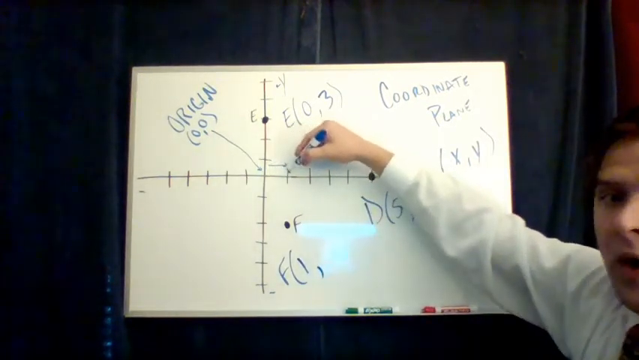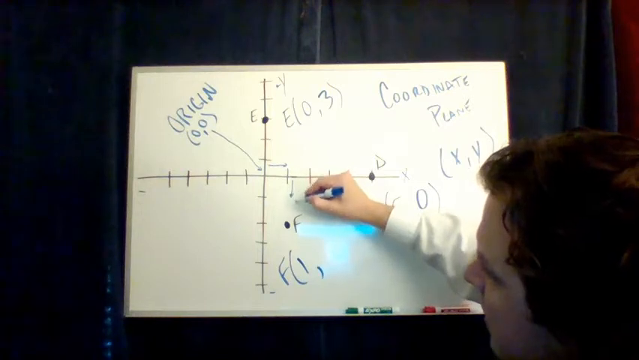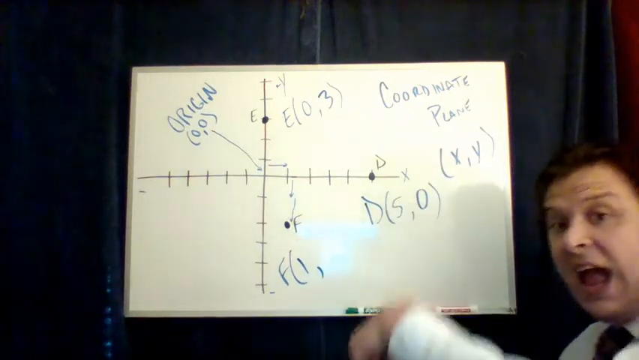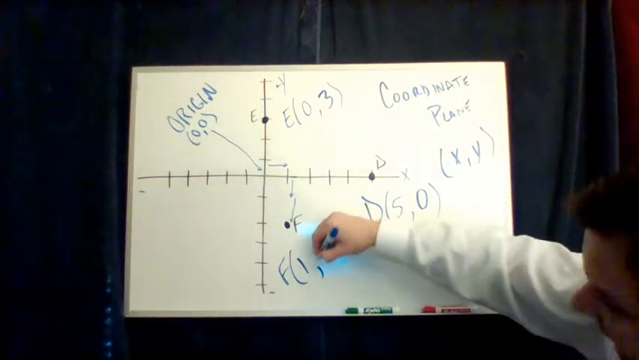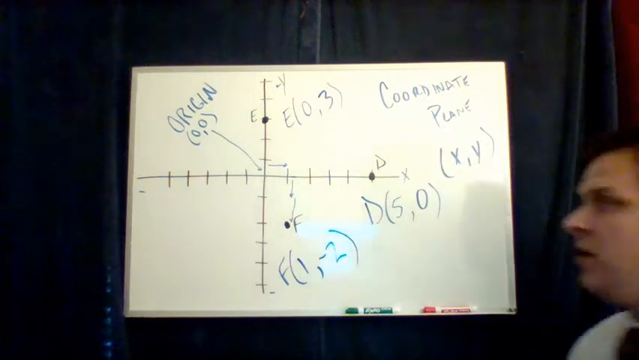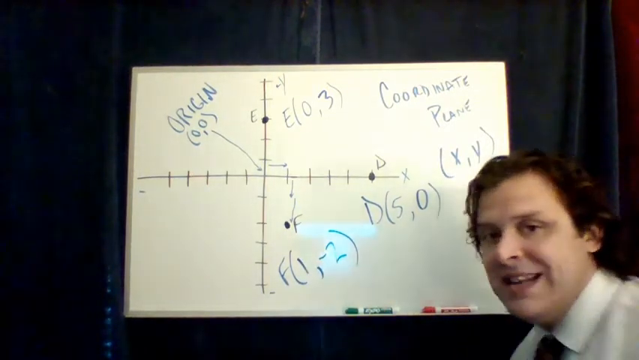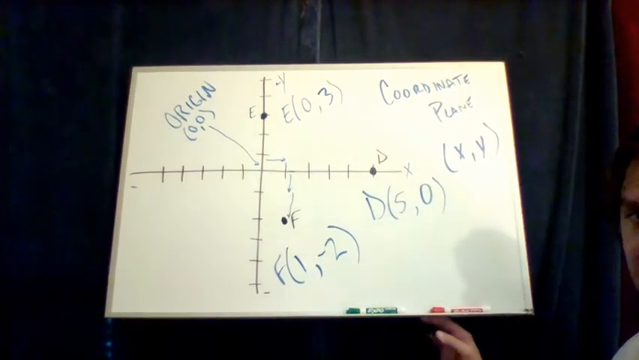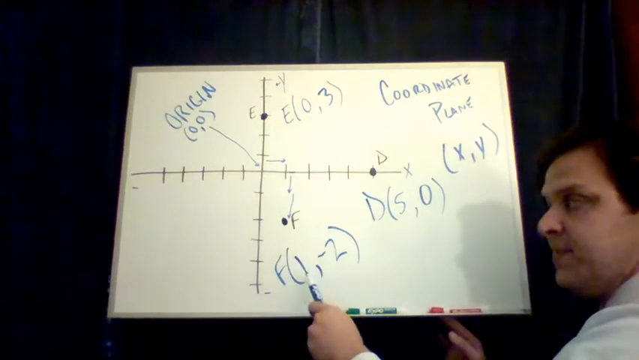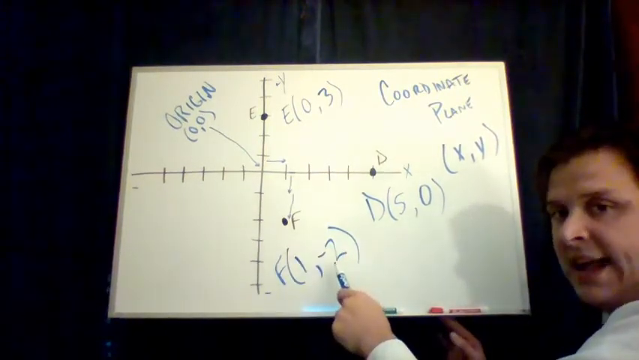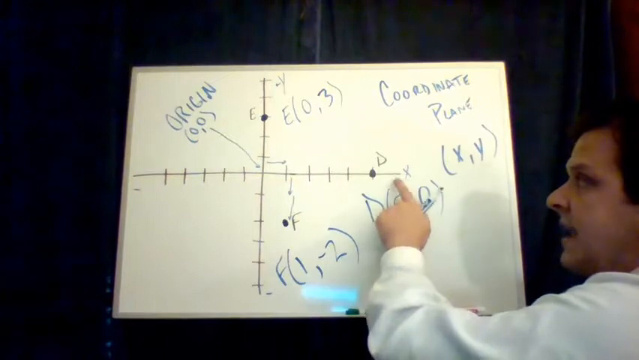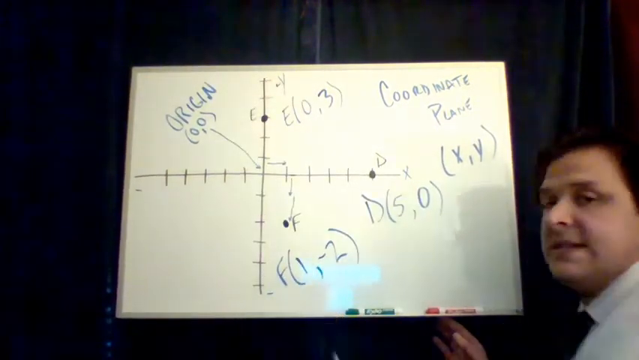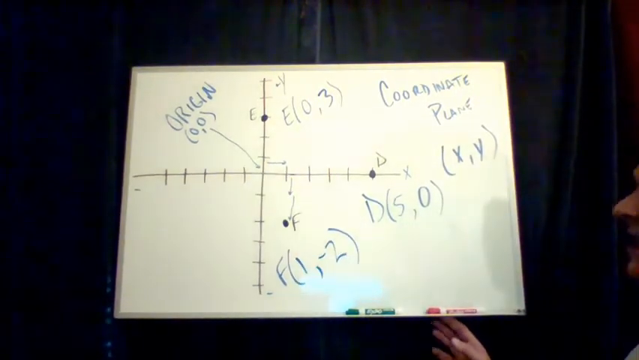So we came over 1. And it looks like we go down 1, 2, right? So if we're going down, that's negative. So this point F is 1, negative 2, okay? 1, negative 2. All right, so we went right 1, so that's positive, but we went down, and that's negative, right? Remember, the right is positive, the left is negative, just like the top is positive and the bottom is negative, okay? So we can go both ways on both axes.